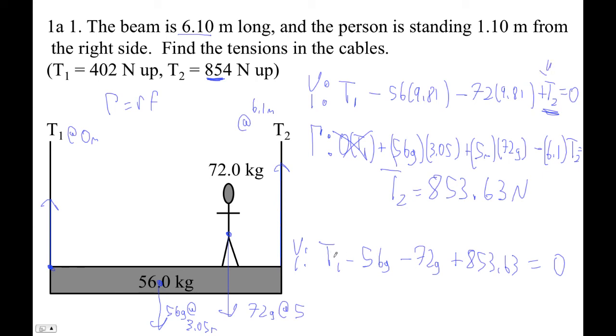Okay, so now we're all set. We know everything but T1. So I'm going to go 56 times 9.81, that's what the g's are, plus 72 times 9.81, and then I'm going to subtract the answer I just got. And I get that it's 402.049.